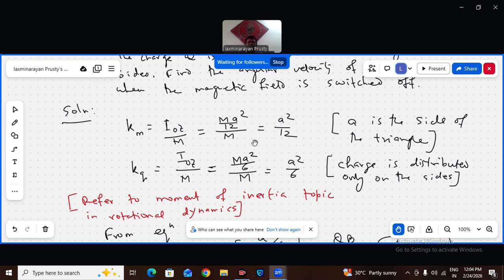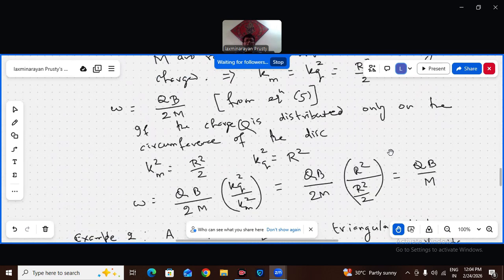If I have an equilateral triangle, the 3 rods forming an equilateral triangle, and rods are of uniform mass density. Each rod has mass, the total mass is m. So then you can calculate the moment of inertia of that about the axis passing through the centroid and perpendicular to the plane of the triangle. Okay, that will be ms square by 6 divided by m, a square by 6 is the kq.